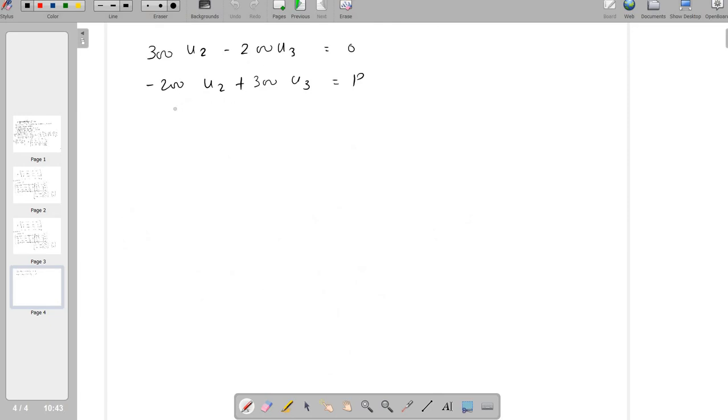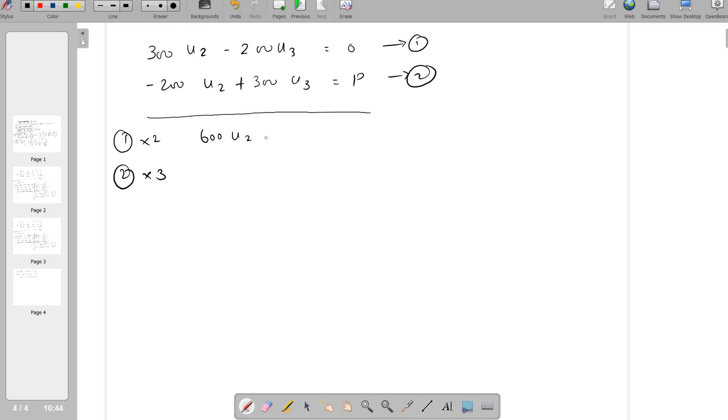Take these as equations 1 and 2. If you want to cancel any one of the values, multiply the first equation by 2 and the second equation by 3. So it is 600 U2 minus 400 U3 equal to 0, and minus 600 U2 plus 900 U3 equal to P. So we can cancel this term, and 500 U3 equal to P.